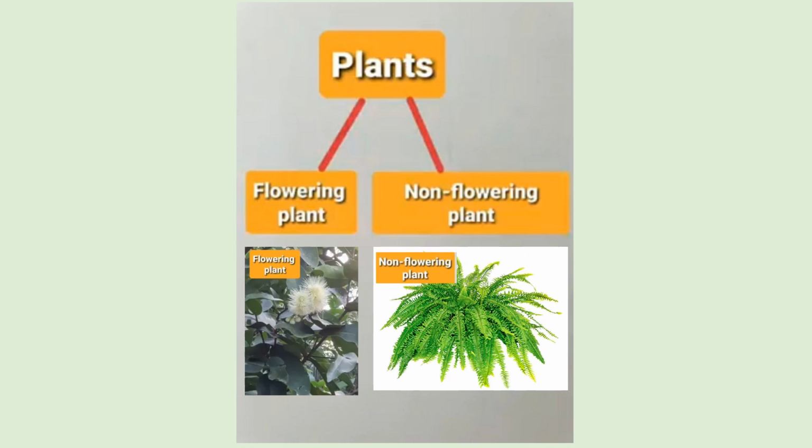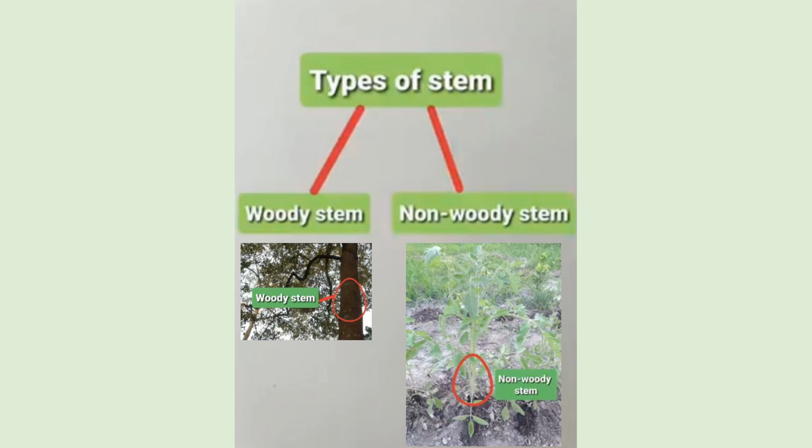The first part is flower. There are plants with flower and plants without flower. Plant with flower we call flowering plant, and plant without flower we call non-flowering plant. Next, stem. There are two types of stems, woody stem and non-woody stem. This is woody stem and this is non-woody stem.